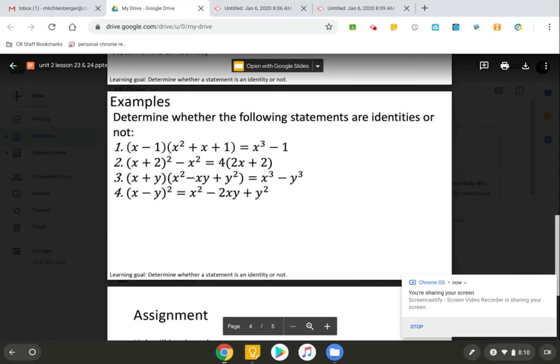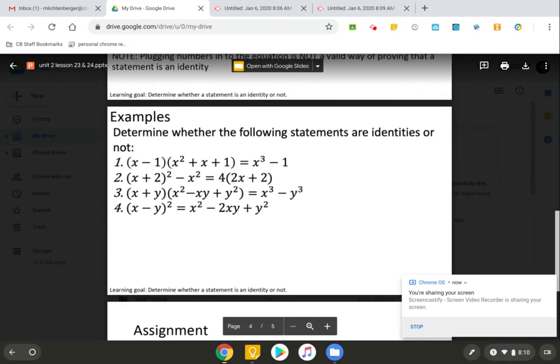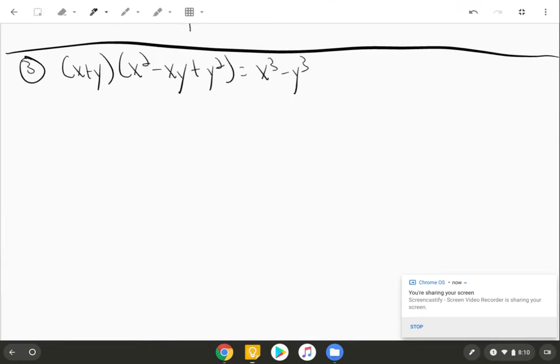All right, so we're up to number three. Number three and number four, you'll notice, have two variables. So that makes it a little more complicated, but it's still doable. So let's take a look at number three.